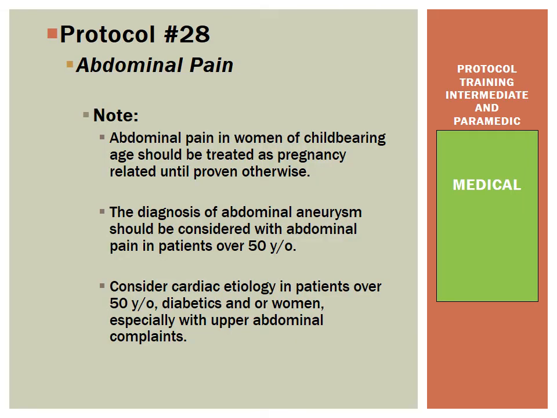So just a few notes on abdominal pain. Abdominal pain in women of childbearing age should be treated as pregnancy-related until proven otherwise. The diagnosis of abdominal aneurysm should be considered with abdominal pain in patients who are over the age of 50. And we want to consider cardiac in nature in patients over 50, diabetic, and or women, especially when they have a complaint of upper abdominal pain.